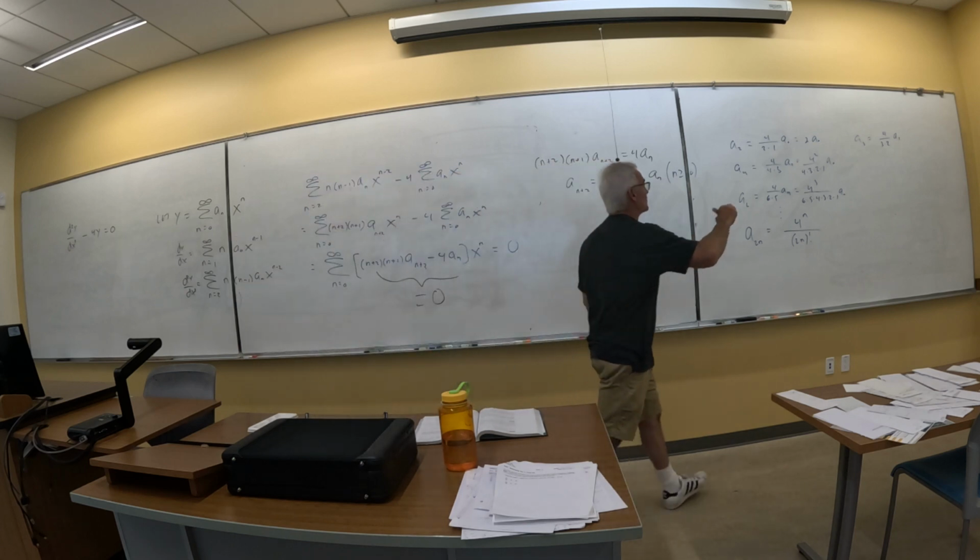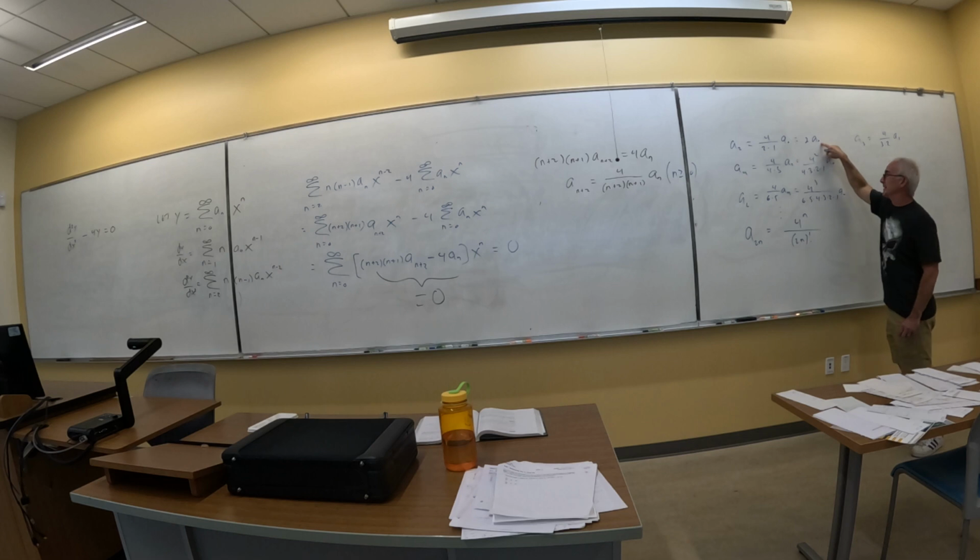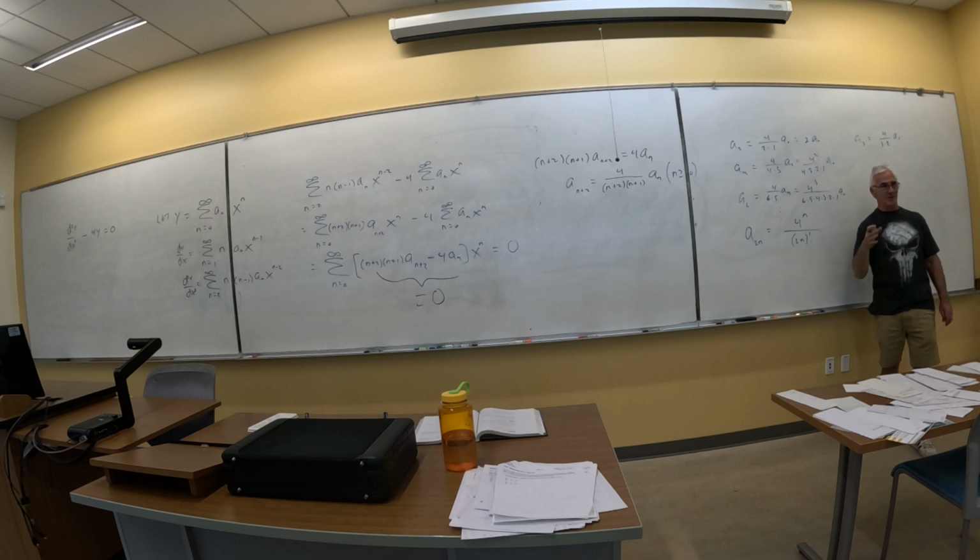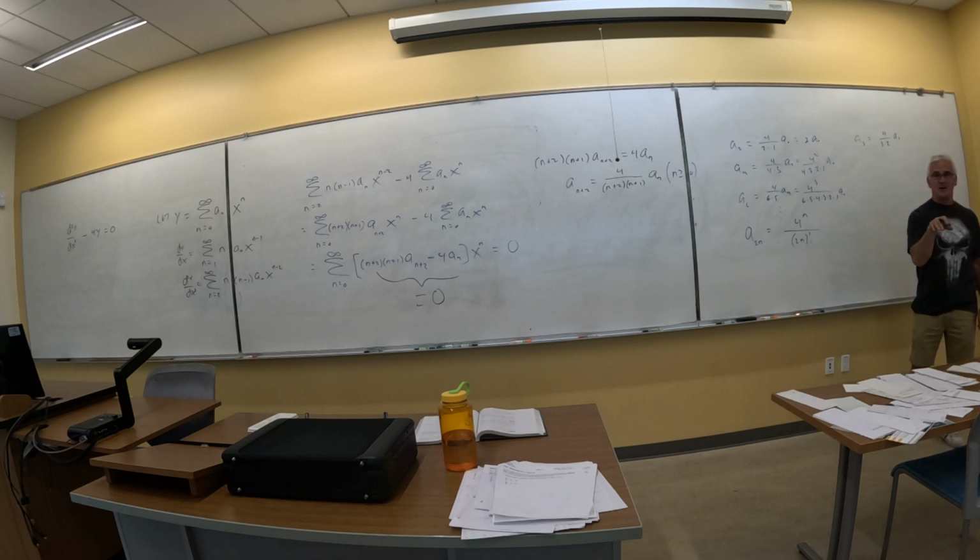But if I had simplified each of these as I went, then this would have been 2 and this would have been 2/3, and then I don't think I would have seen anything. Do you understand what I'm saying? So sometimes maybe don't simplify right away.